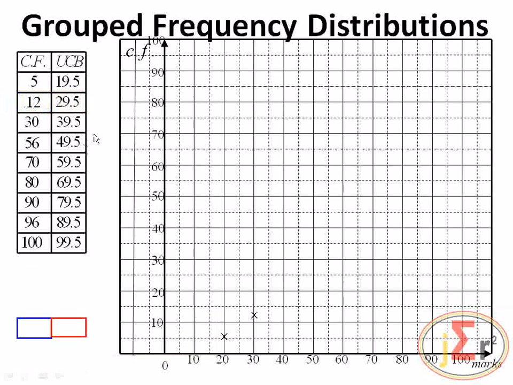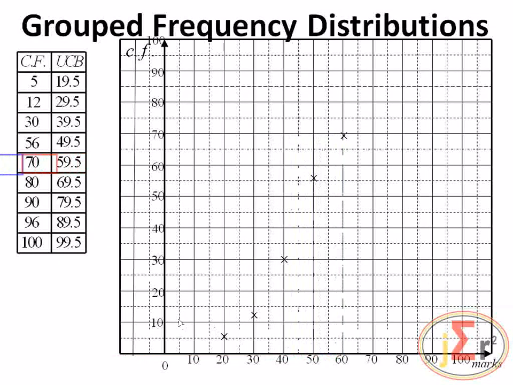And of course, we have a color code showing that the upper class boundary will be on the axis that is accompanied by the red arrow, and the cumulative frequency will go on the axis whose direction is indicated by the blue arrow. And we continue. 49.5 for the red, that is on the marks axis, and we go up to 70. And we continue going up all the time.